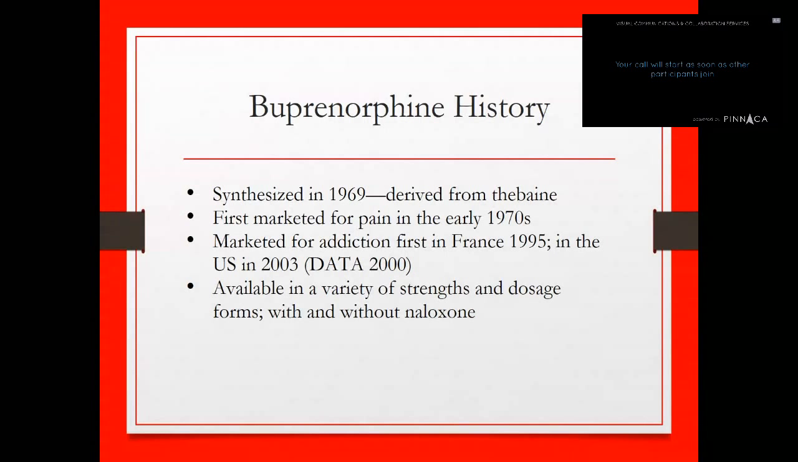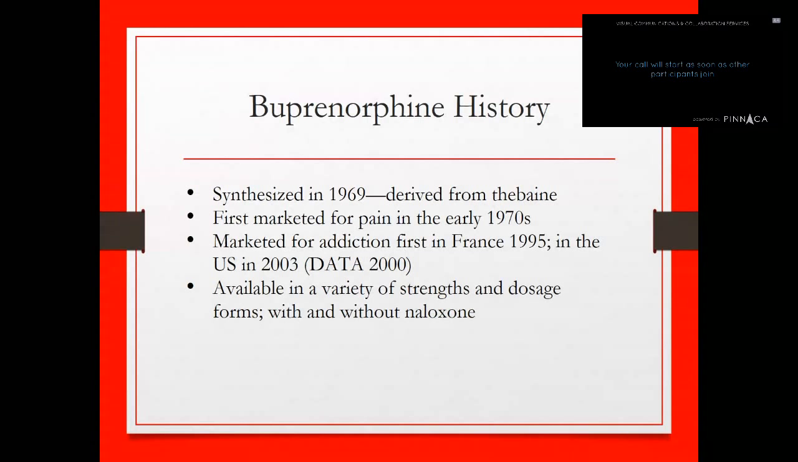So just to review, buprenorphine was actually first synthesized in the 60s. It was derived from one of the primary opioids or opiates that's present in the opium poppy. The main ones are morphine, papaverine, and thebaine. Thebaine itself doesn't really have any activity at the mu-opioid receptor, but with an alteration, it becomes actually a potent mu-opioid agonist.